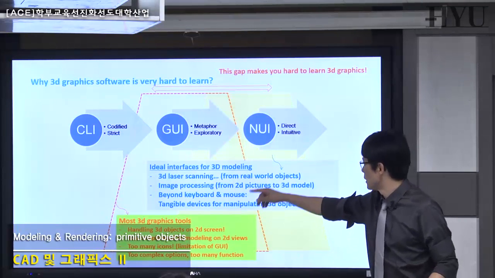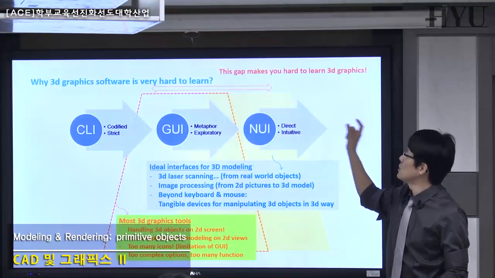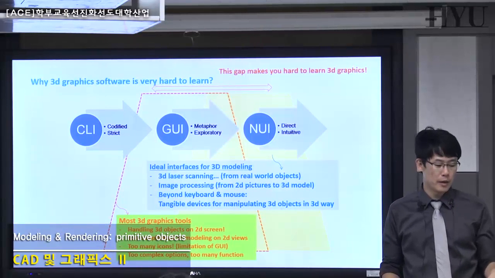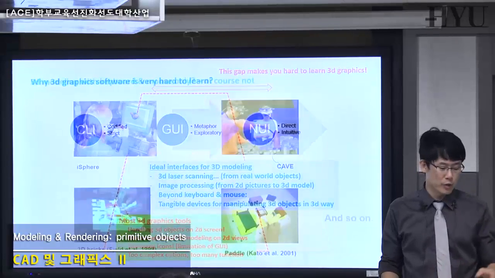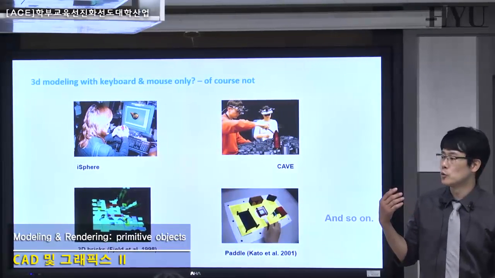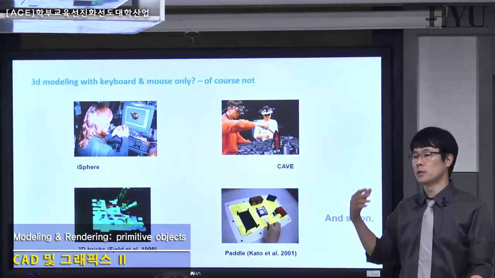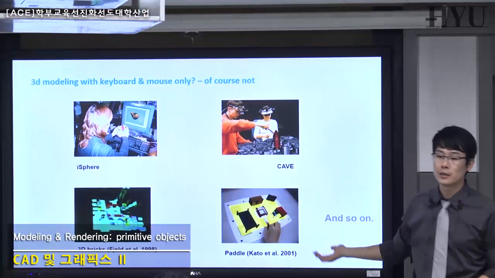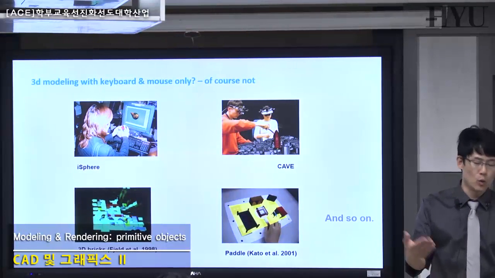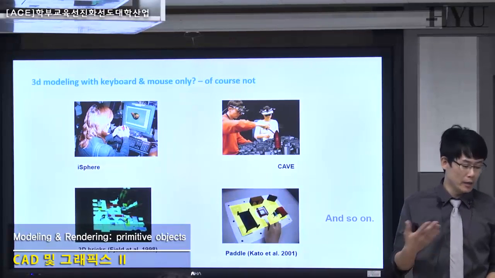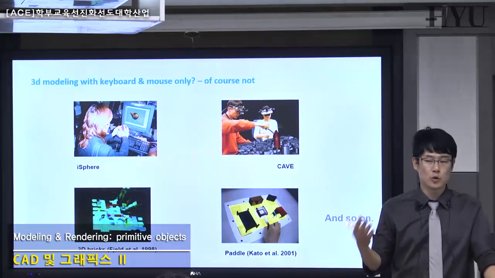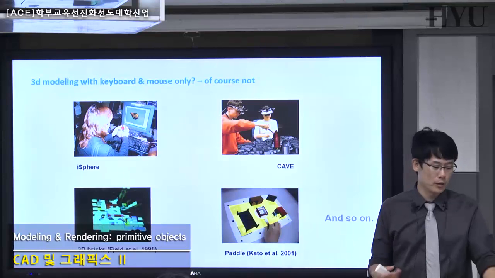So this is reality, and this is kind of ideal. This gap, this discrepancy, makes it hard to learn 3D graphics, okay? So how to overcome this discrepancy? How to overcome this gap? How to learn your software quickly? I would like to show you some ideal way or something of the future in this semester. I would like to bring your attention to some interesting things first, and then I'm going to tell you why it's hard to learn. And I would like to let you know how to overcome it, how to learn that kind of 3D software in an easier, faster way.